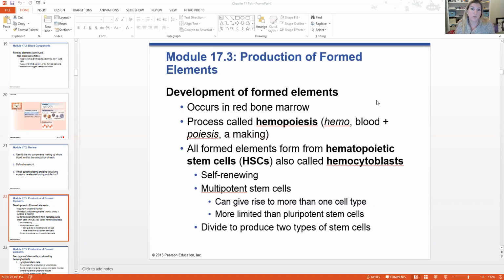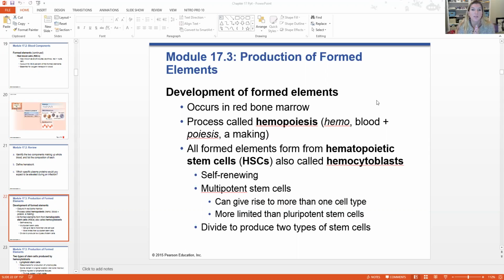So they're what we call a multipotent stem cell, which can give rise to different types of cells. So that new cell that's created can differentiate into any type of blood cell. It can be a white blood cell, it can be a platelet, it can be a red blood cell. So at that stage, it hasn't been determined yet what exactly it's going to be when it grows up.